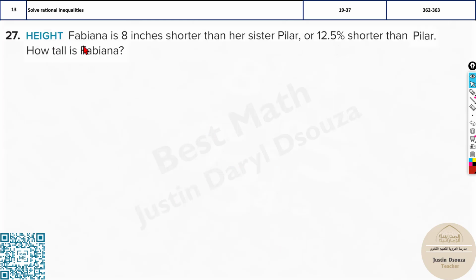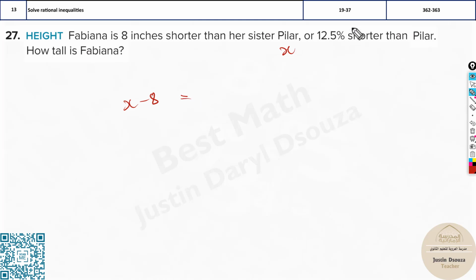Another real world problem, it's about height. Fabiana is 8 inches shorter than her sister Pilar, or 12.5% shorter than Pilar. How tall is Fabiana? So now here, Fabiana is 8 inches shorter than her sister Pilar. Imagine Pilar, her sister, has height x. So x minus 8 would be Fabiana's height.